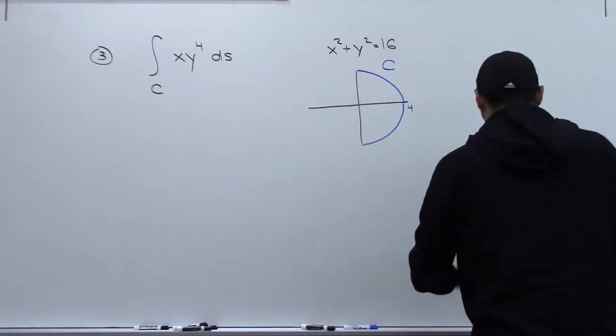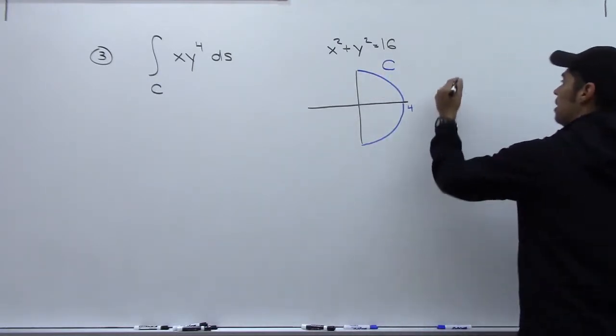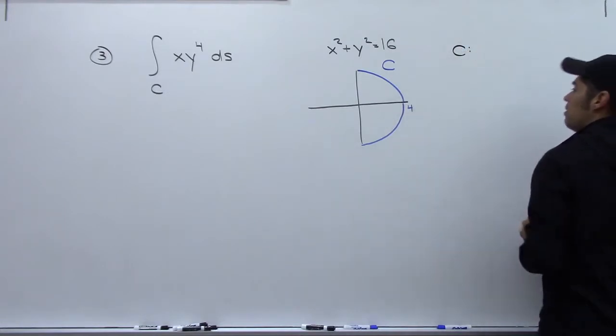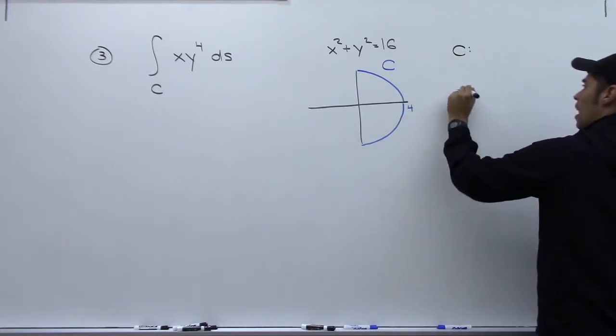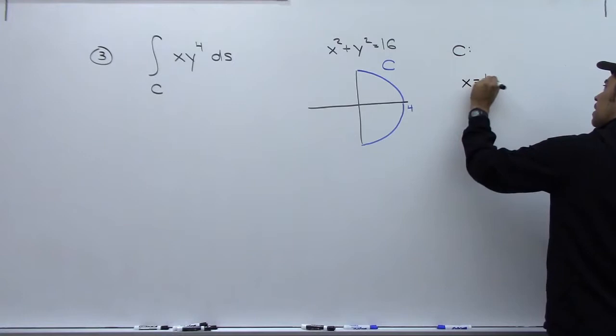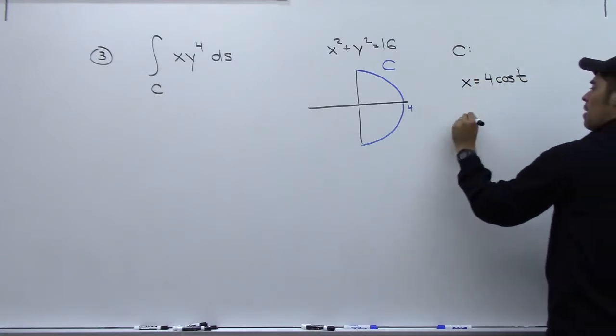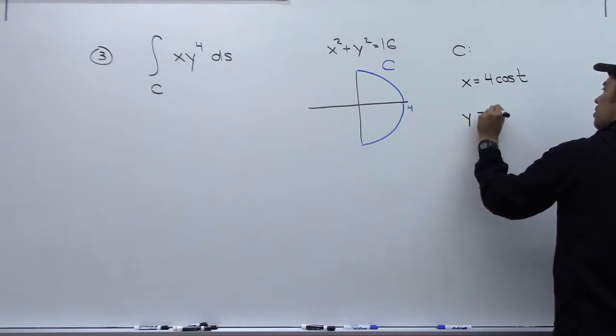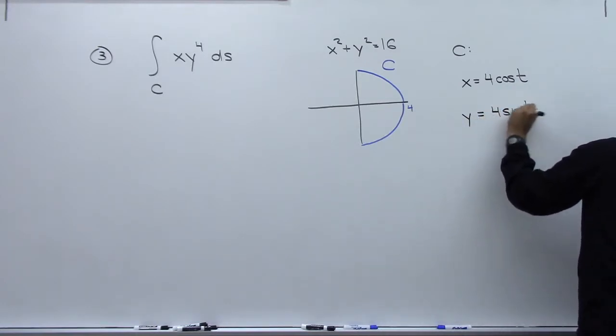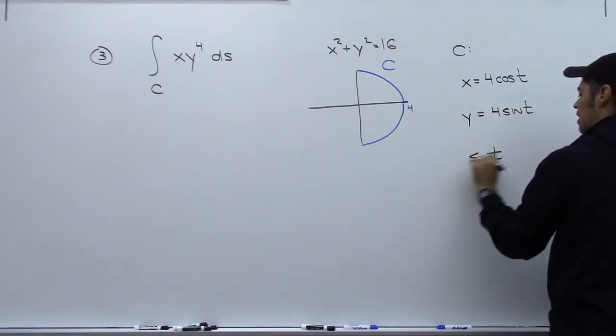And so what I need to do is come up with a parametric equation for C. So C, well, I know how to draw a circle. I can let x be equal to 4 cosine t. That'll give me a radius of 4. y will be equal to 4 sine t. And now I need some bounds on t.